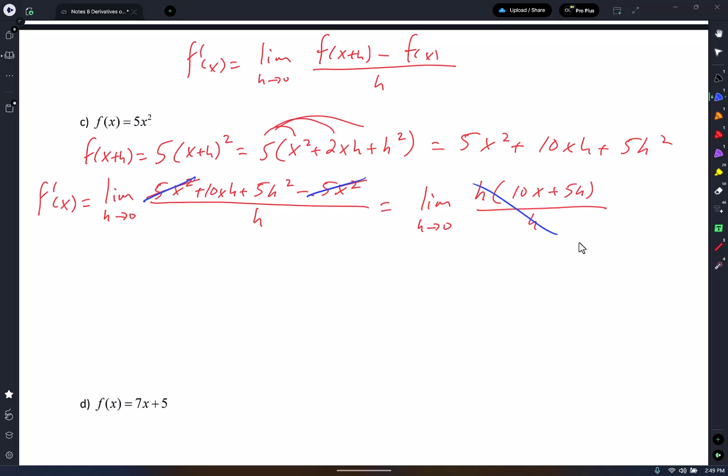No. I mean, you can, but then it's not going to, yeah. Because you'll have a, well, I mean, you can. You'll get the same answer, because you have a 5 on the outside, and it's just going to be 5 times 2, which will get you 10 anyways. All right, here we go. H is approaching 0. 5 times 0 is 0, so I'm just going to get f prime of x, or the derivative, is 10x.